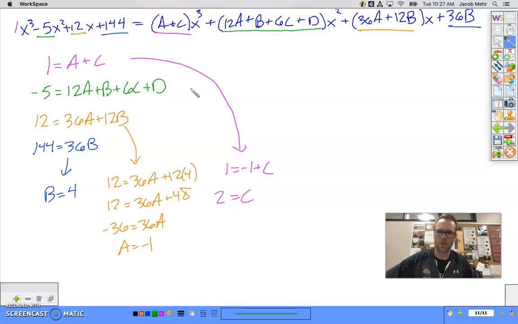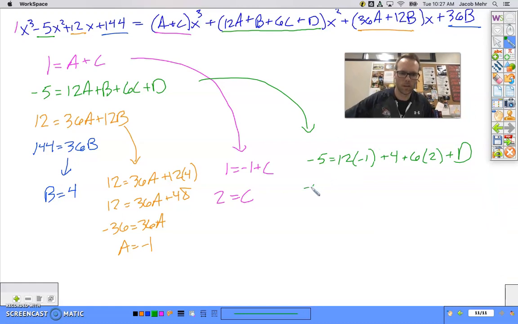And now we're to that last one, just like I said. Okay, we know A, B, and C, we need to find D. So negative 5 equals 12 times negative 1, plus 4, plus 6 times 2, plus D. That's negative 12 plus 4 plus 12, that works out quite well. That's just 4 then, isn't it? Plus D. Subtracting 4, D is negative 9. So I think we've got it.